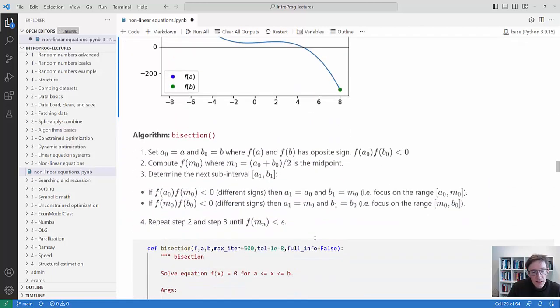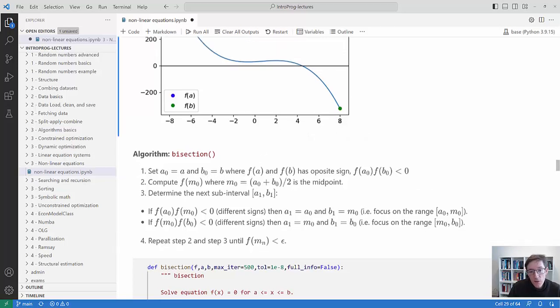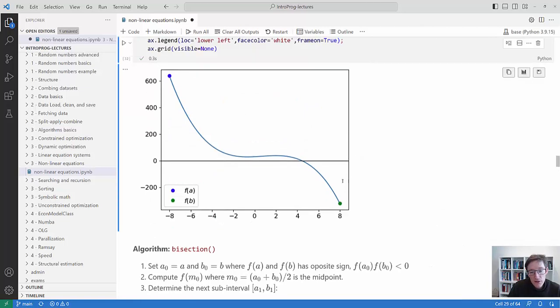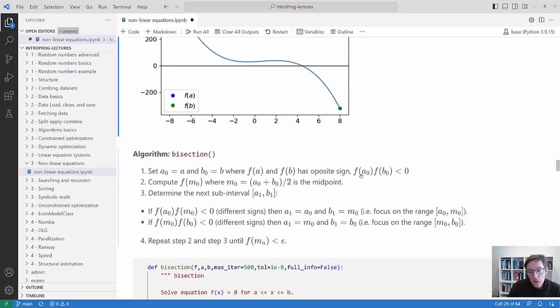Then the idea is to say, okay, let's start by saying that our A0, that's the A we guess on, and B0, that's the B, so the bounds here. Then we assume that the function values have opposite signs. Here it's positive and negative. So if you multiply them together, then it's a negative number. Now we compute the function value at the midpoint, where we simply take the sum and divide.